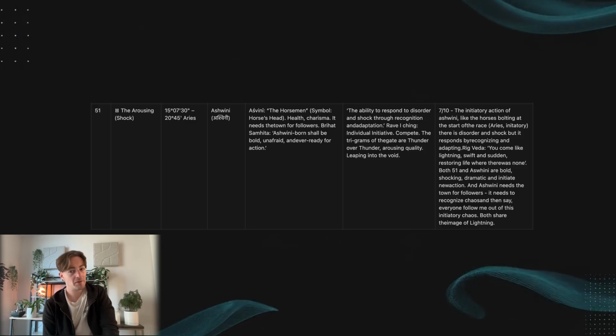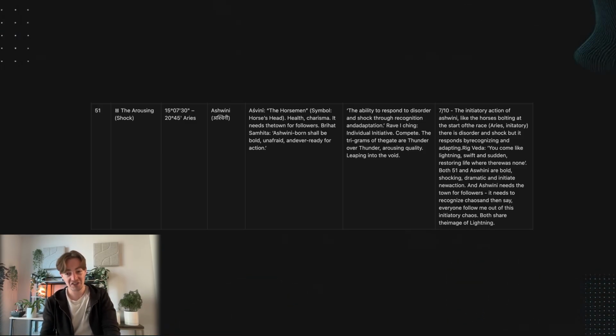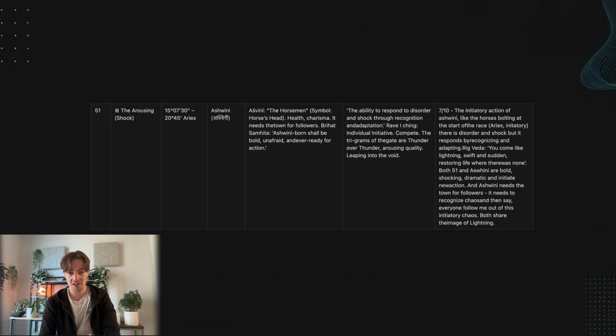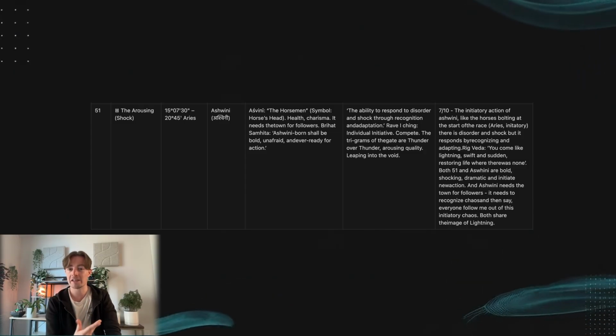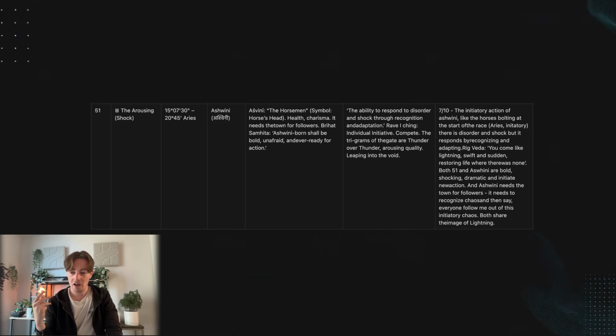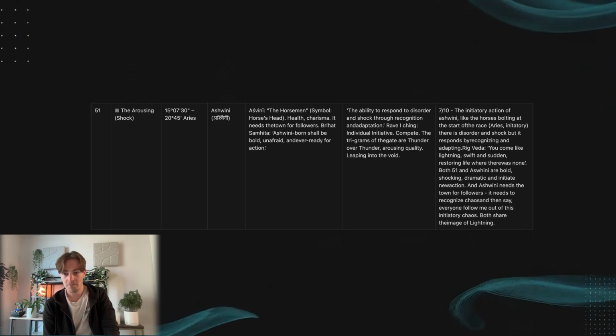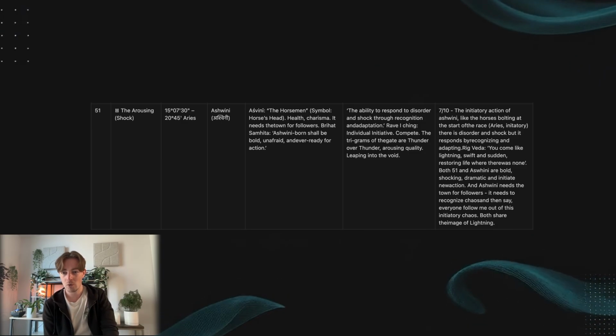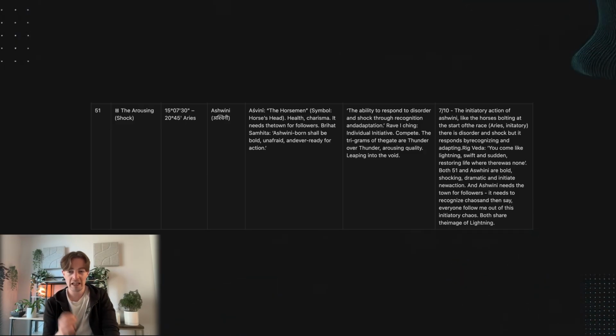So I gave this a 7 out of 10 because of the initiatory action of Ashwini, like the horses bolting at the start of the race, associated also with Aries, which is the first sign. It's a fire sign. It's about self-initiation, doing and then thinking. It's a real match there. From the Rig Veda, the Ashwins come like lightning, swift and sudden, restoring life where there was none. So both the gate of shock and Ashwini are bold, shocking, dramatic, and initiate new action.